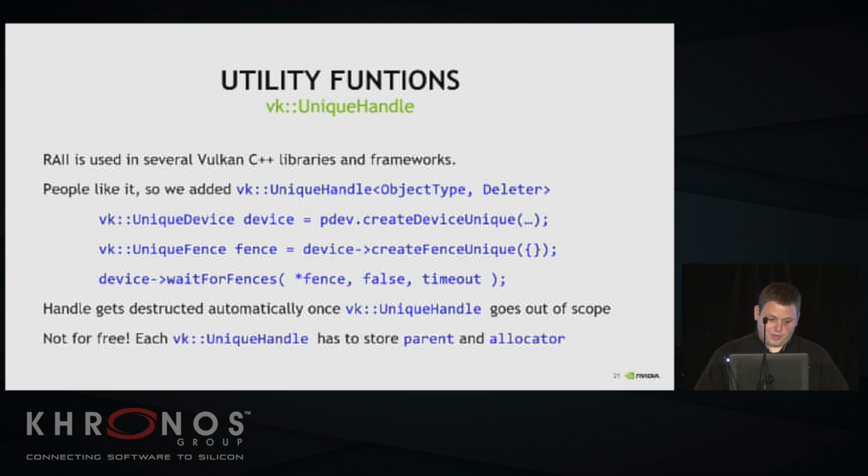But this one comes at a cost. As I said, we have to store the parent and the allocator. So it's useful to use this one in places where you are initializing and you want to put a big try-catch block around your code and then assign the values afterwards. I wouldn't use it in each and every line of code at all. But a lot of people like it, so we decided it's worth having it in the header file.